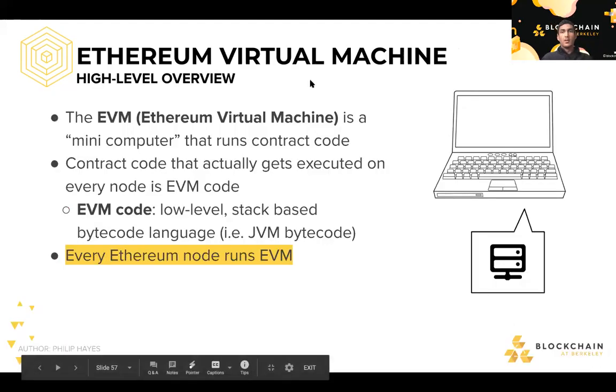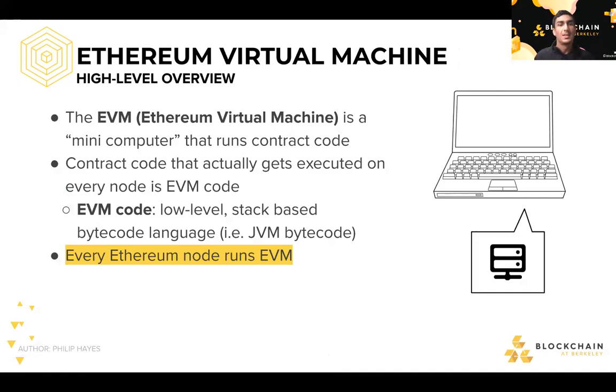So what runs the code in these contracts? There's an EVM, which is the Ethereum Virtual Machine. It's like a mini computer that runs contract code. And the contract code that gets executed on every node is EVM code. So this is like compiled code. It's a low-level stack-based bytecode language. Like Java bytecode, it's the same kind of thing.